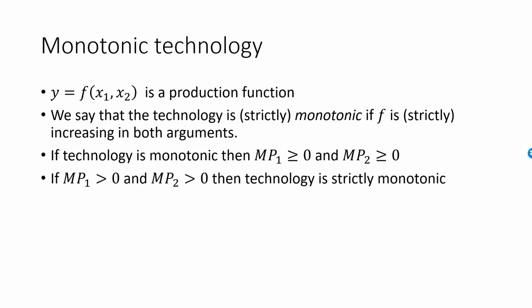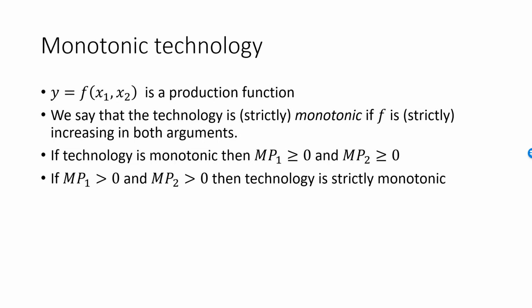If it is the case that the marginal products are strictly positive everywhere, then technology will be strictly monotonic. For all practical purposes, the opposite is true as well. However, we know that a function can be strictly increasing and still have isolated points where the derivative is 0, so the opposite is not true in a strict sense.